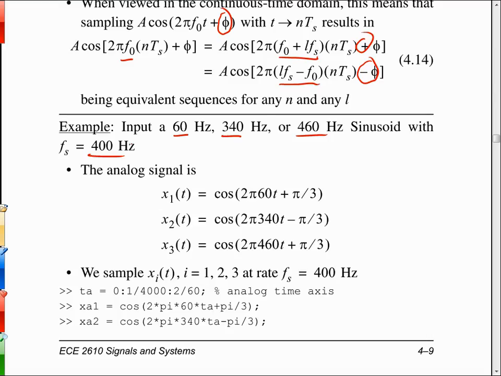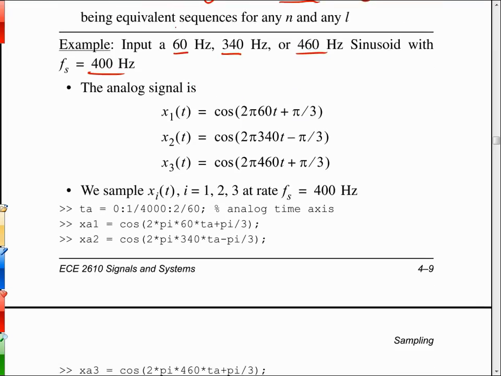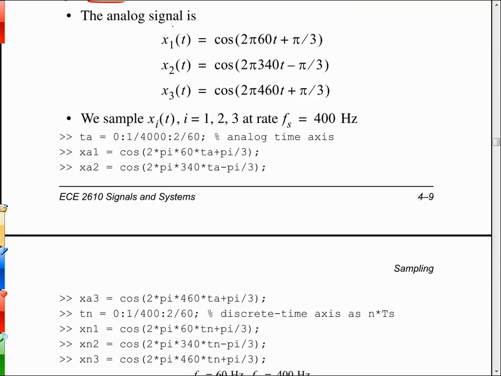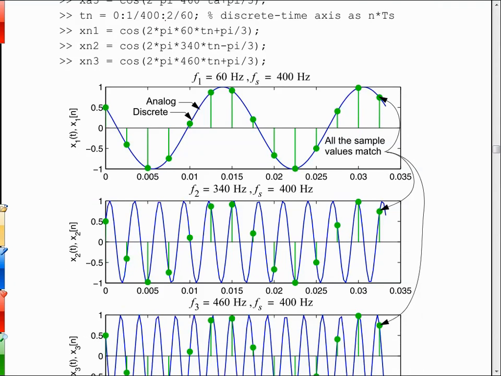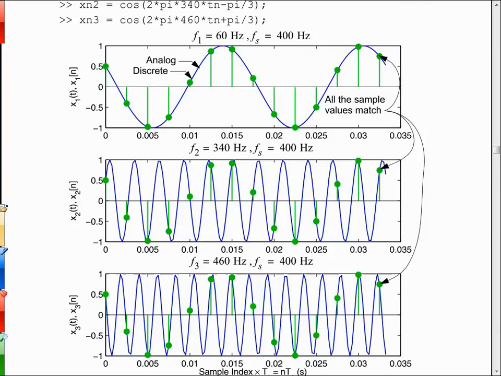So I'm going to get an exact equality. The samples will perfectly match up because I've got the phases set properly to handle the negative case. I go ahead and plot those out in MATLAB. I plot the continuous time sinusoid in blue using plot, and then I overlay on top of that, using the stem function with green stems, what the sample values look like. And you'll notice that the green sample values are identical in all three cases.